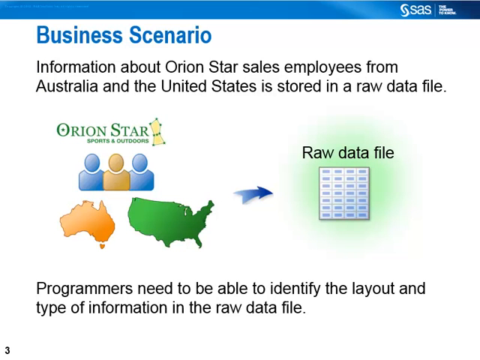The business scenario here: information about Orion Star sales employees from Australia and United States is stored in a raw data file. Programmers need to be able to identify the layout and types of information in the raw data file. Again, we have the same scenario. We used this scenario in previous chapters.